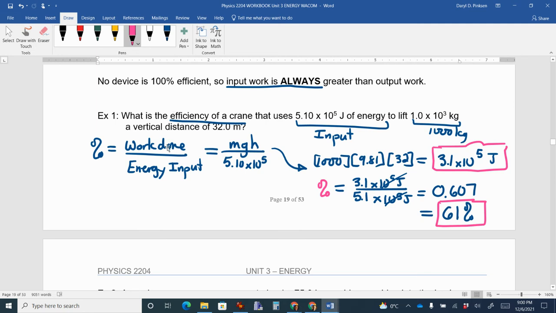If you know the work done, and there's various ways that work can be done, remember that when you're dealing with work, you could be dealing with force times distance. Just recall that your work could be force times distance. The work could be the change in the gravitational potential energy. That's what it was here. The work could be the change in the kinetic energy if you're speeding something up. And then you divide it by how much energy was actually put in, and that gives you your percent efficiency.